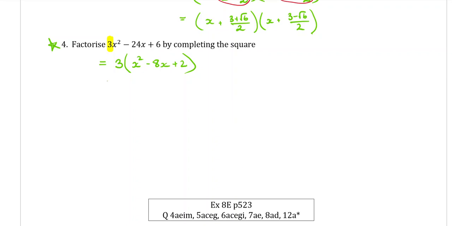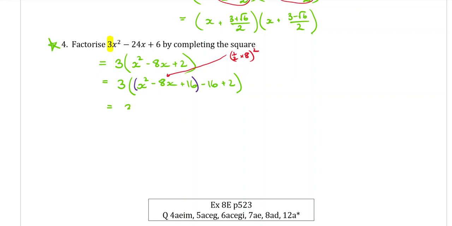Okay, now this 3 is just going to stay sitting out the front, and I need to do my completing the square with the quadratic that is inside my bracket there. So I'm keeping the x squared minus 8x. I'm going to take that minus 8. I need half of the 8, and I need to square it. Half of 8 is 4. 4 squared is 16. So I'm adding 16, taking off 16, and putting the 2 on the end. The first 3 terms are my perfect square.